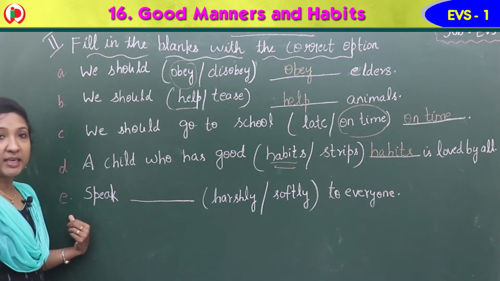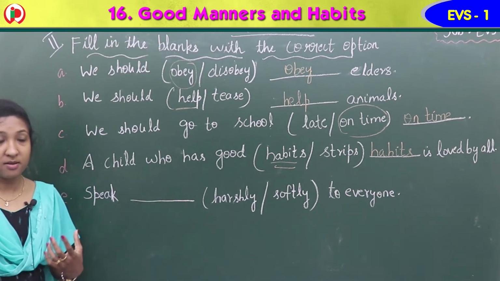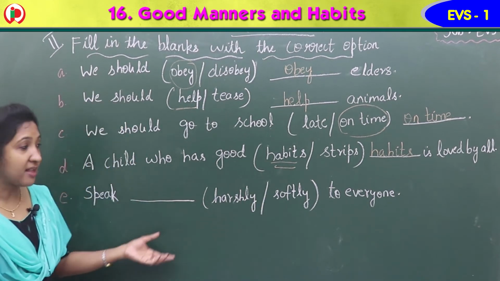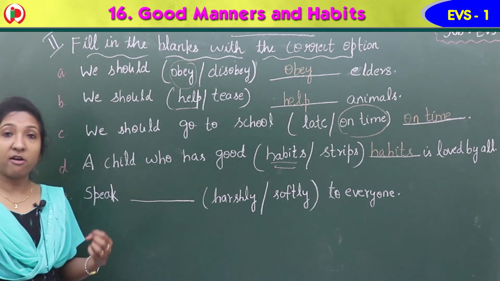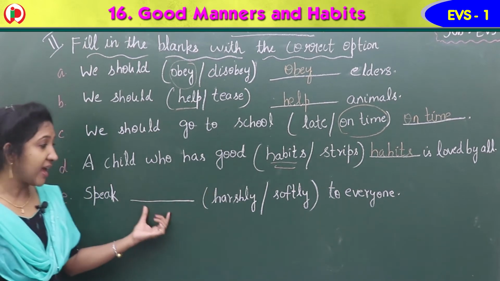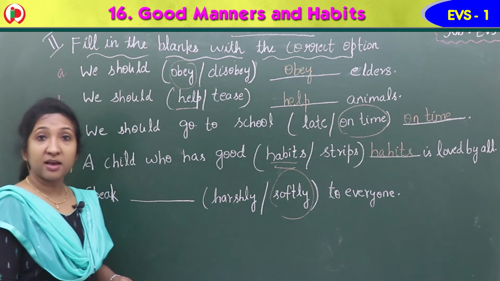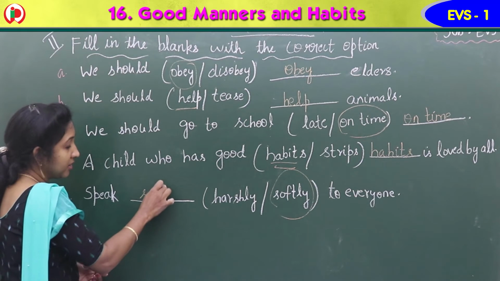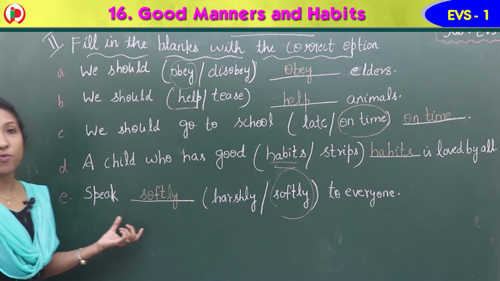Last one, question number E. Speak dash to everyone. Speak harshly, softly to everyone. Which is the correct answer? Harshly or softly? Harshly means in an anger way, angrily, or we say in a rude way. Softly means very soft and polite. So speak dash to everyone. Speak softly, yes, this is the correct answer, isn't it? Speak softly to everyone. S-O-F-T-L-Y, softly. Speak softly to everyone.